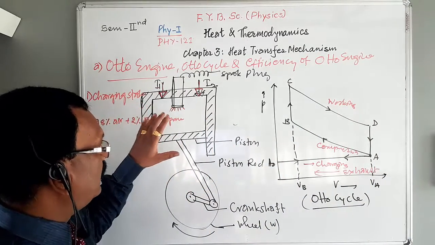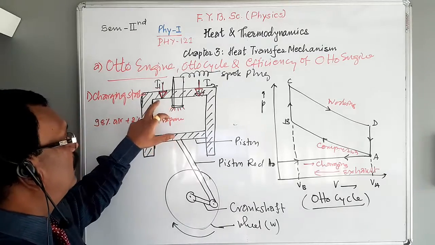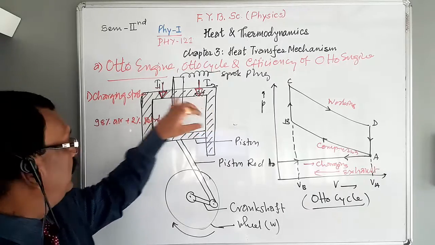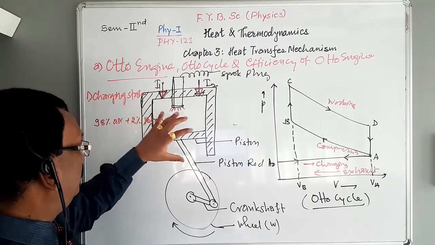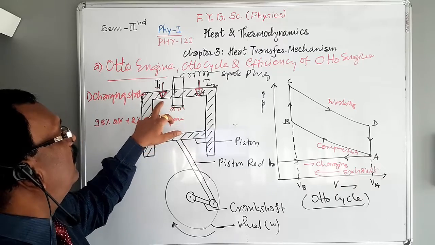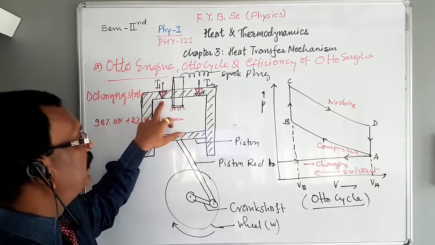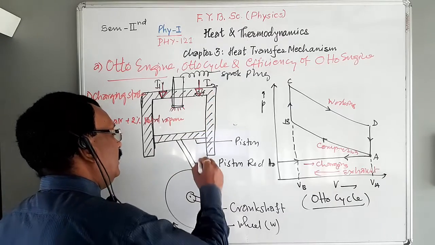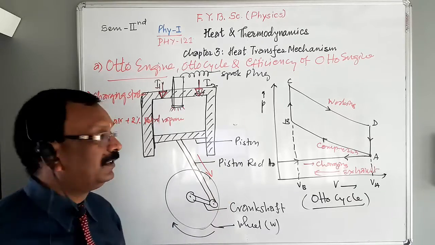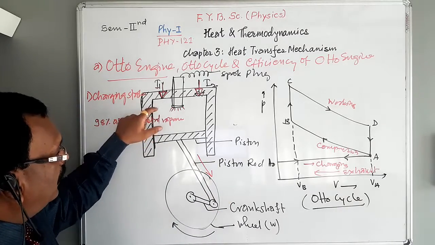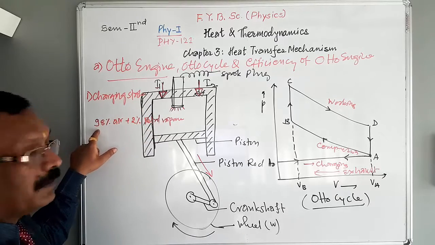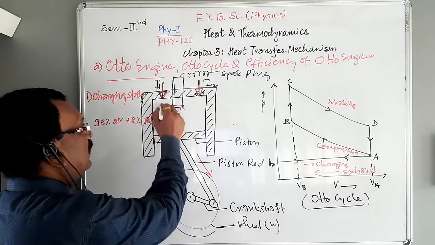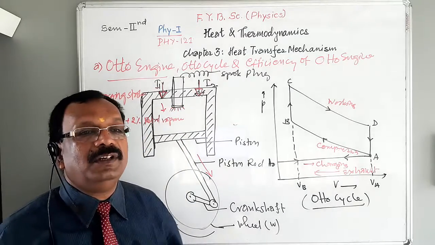See here, concentrate. First of all, the inlet hole I1 opens and the outlet hole I2 closes. During the first stroke, the charging stroke, inlet hole I1 opens, outlet hole I2 closes. The piston is moving in the outward direction, and obviously the charge, that is the mixture of 98% air and 2% petrol vapor, is taken into the cylinder.